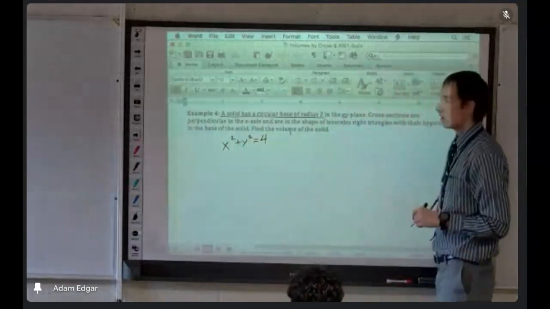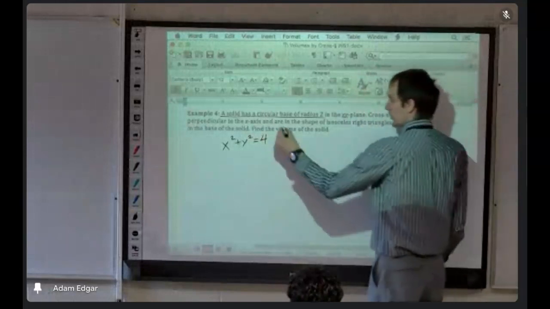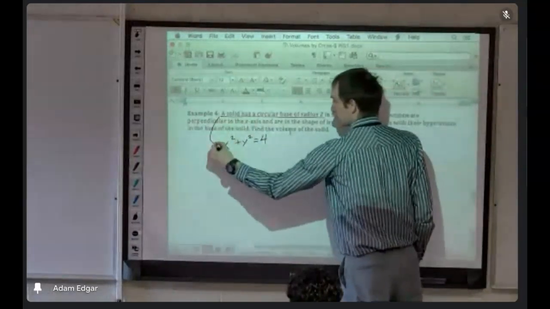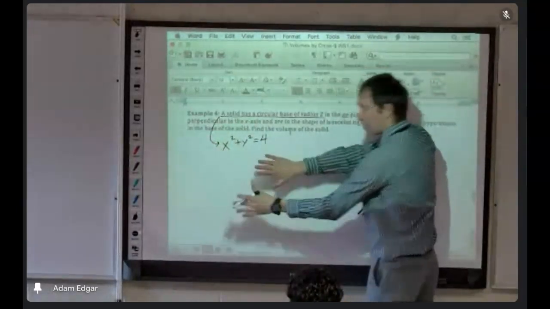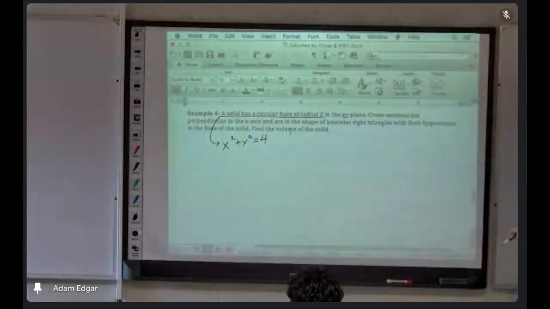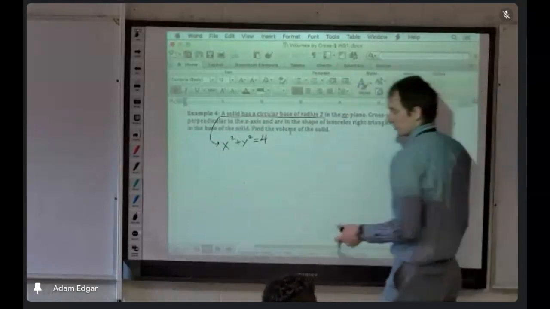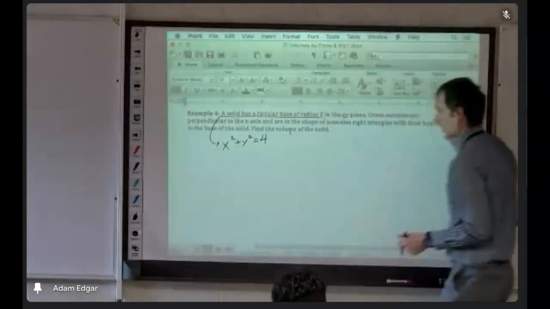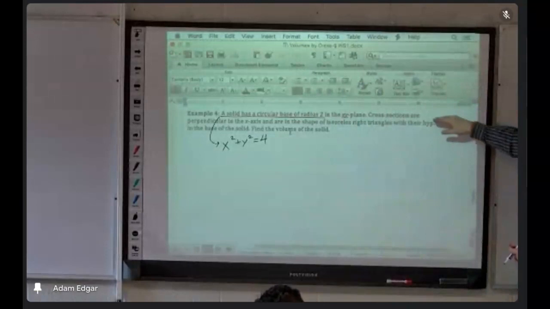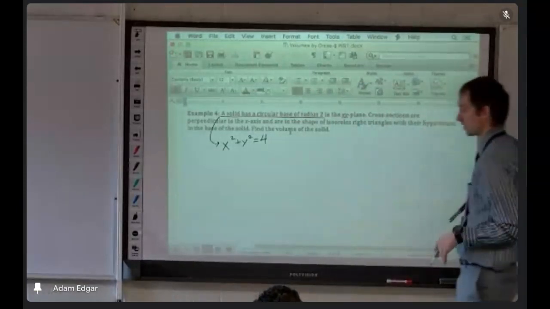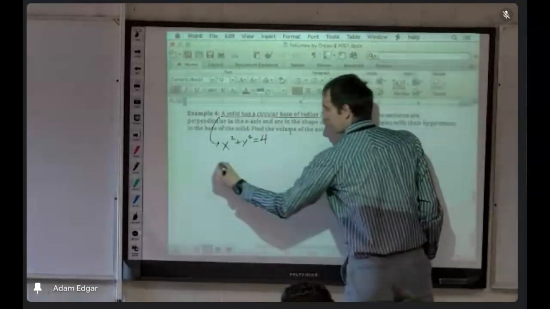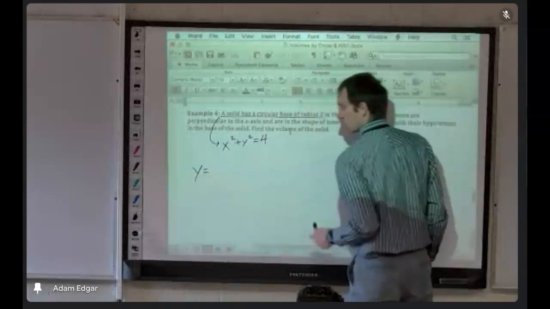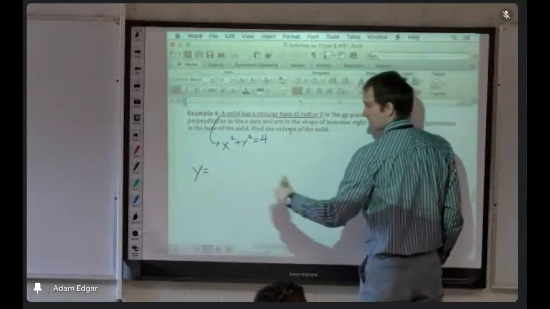So the base is a circle. We need to come up with the base. And the base is the area in the plane. And then we want to be able to turn that into equations like a function. And our cross-section is perpendicular to the x-axis. So we want to be doing things in terms of x. So let's get y by itself. What's the circle equation as a function of y, or a function of x?